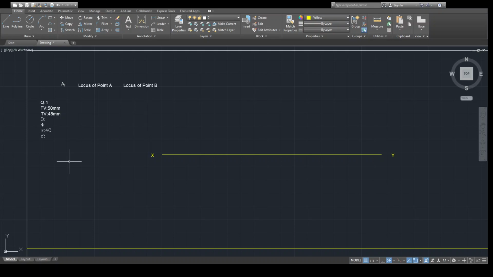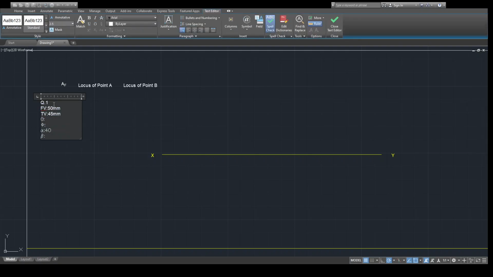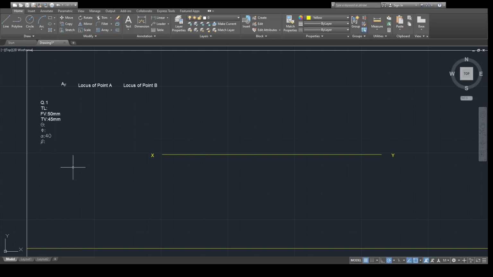Obviously this problem is of a line which is inclined to both the planes, that is, it is inclined to HP as well as inclined to VP. No doubt, in both the views we cannot see its true length. So one more thing we can add here: true length needs to be determined. So what is the problem? We need to determine true length, theta, phi and beta. What is given? Front view length, top view length, and front view inclination of the line are given. So how to solve this problem?